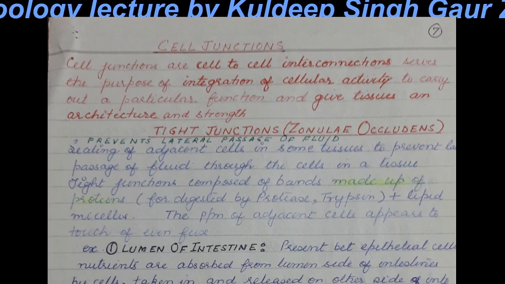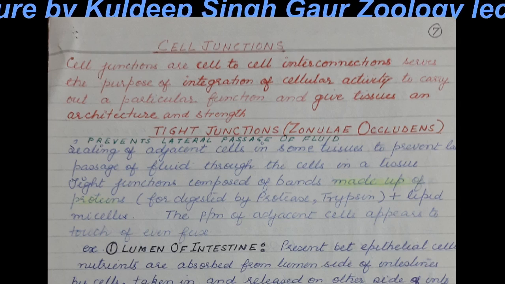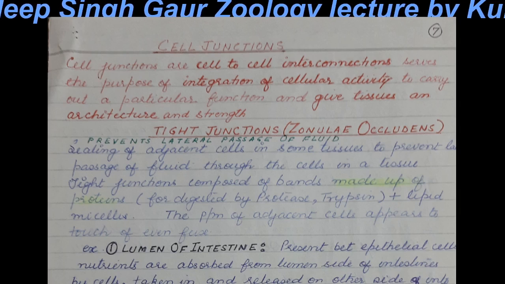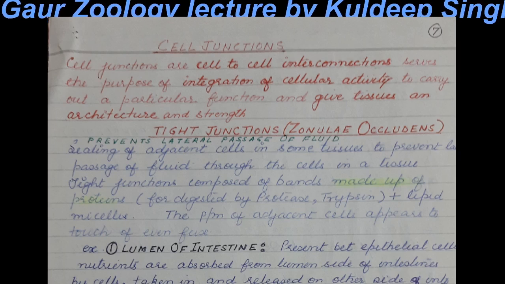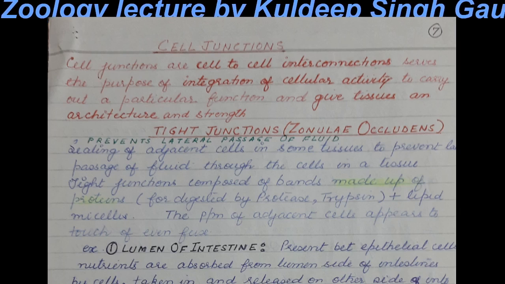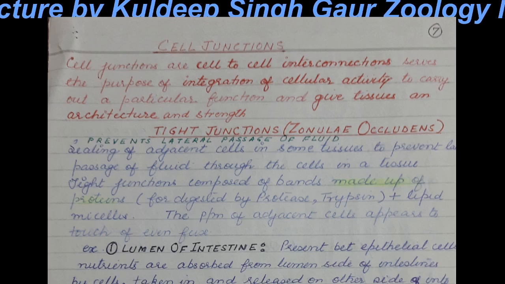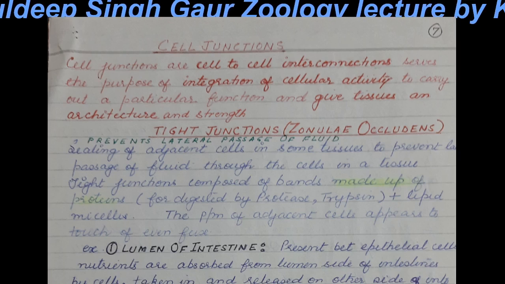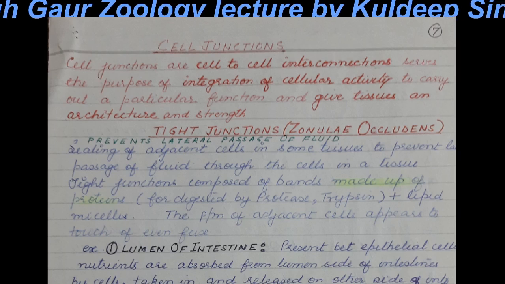And in the last lecture, I had mentioned tight junctions, a type of cell junction. The tight junctions are also called zonula occludens. They are meant for prevention of passage of fluid from the lateral sides of the two cells. That means they are involved in sealing the lateral passages which are present in between the two cells.